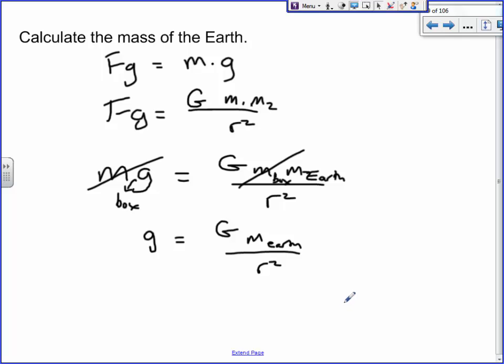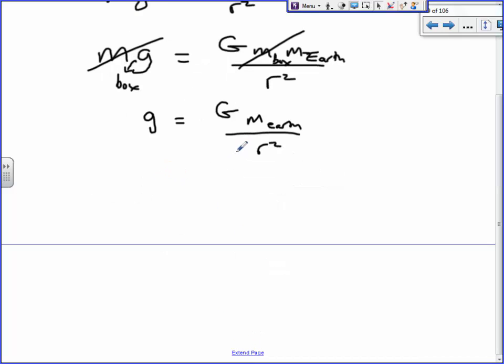So let's do some algebra next to rearrange to get mass of Earth by itself. To do that, you'd have to swing up the r squared and divide by G. So if we took g times r squared and divided by the big G, we would now have a formula to find us the mass of the Earth.